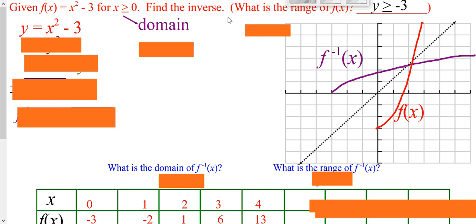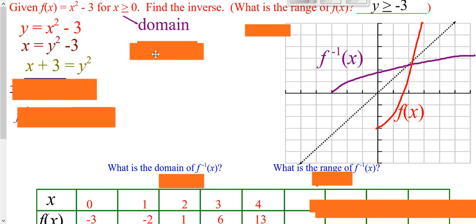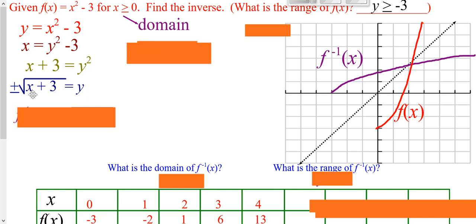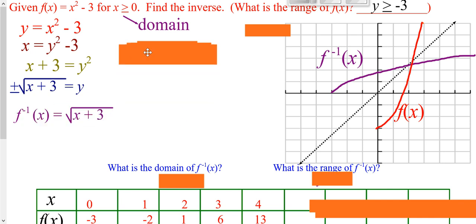Now we want to actually find its inverse. So remember, you got to switch x and y, solve it for y, and we really get plus or minus the square root of x plus 3. It's not really plus or minus. It's really just the positive root.